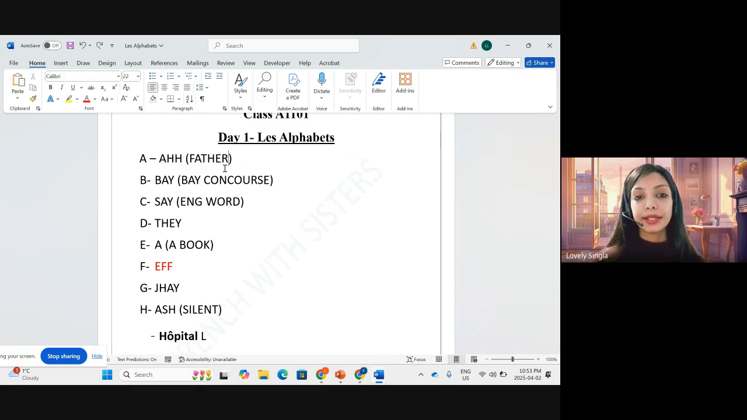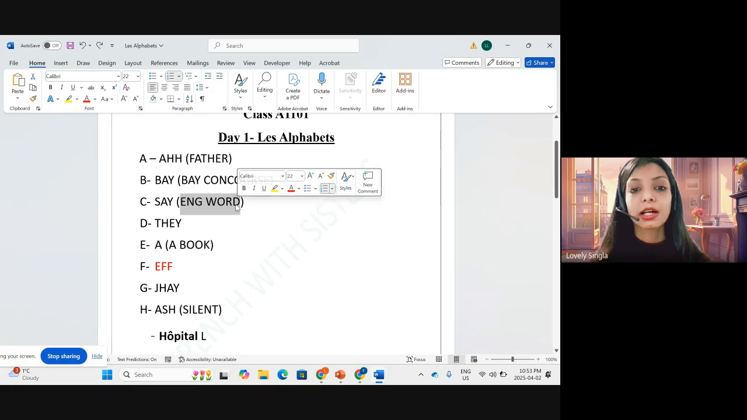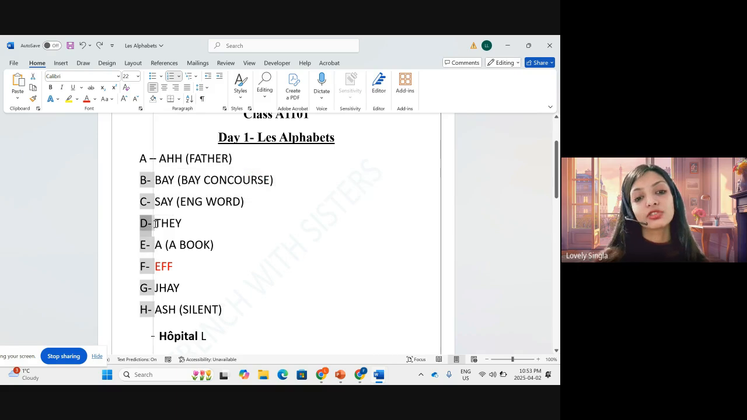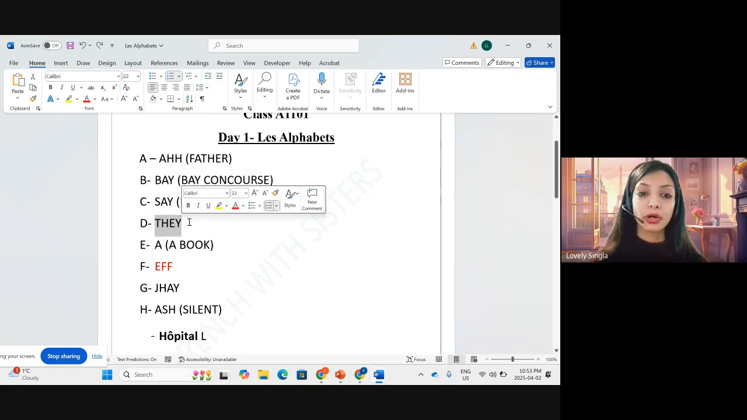Then we have B, which is bay. Just like there is a Bay Concourse location in Toronto, that's how you're gonna say B as bay. Then we have C, which is say, just like an English word say, which means speak, right? So you remember C as say. Then we have D, which is they. They again is an English word, which refers to a group of people, right? So you can remember D pronunciation as they using an English word.